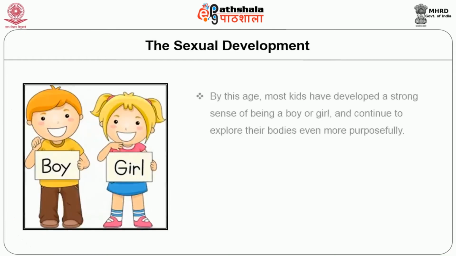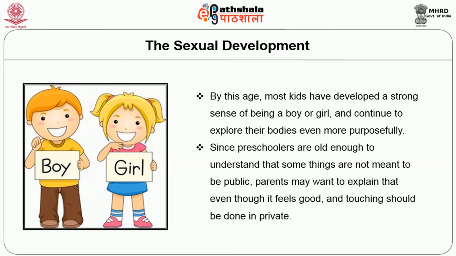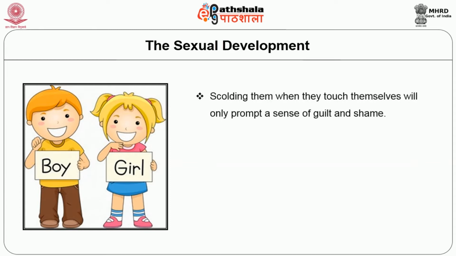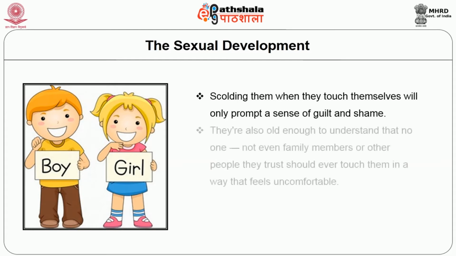The next development in preschool children is sexual development. Even by this age group, most kids have developed a strong sense of being a boy or girl. They continue to explore their bodies even more purposefully. Since preschoolers are old enough to understand that some things are not meant for the public, parents may want to explain these feelings, and that even though it feels good, the touching should be done in private. Scolding them when they touch themselves will only prompt a sense of guilt and shame.